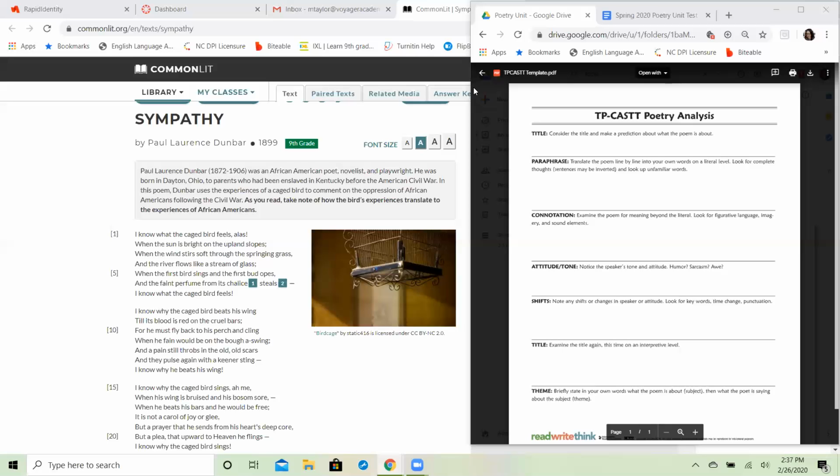Looking at the title again, this time the student should interpret, what is sympathy? What sympathetic feelings is Dunbar trying to convey to readers based on the content of this poem? And lastly, theme. What is the theme of the poem? Students should consider what the subject is and what the poem is saying about the scene. Again, students should look at the introduction and try to analyze and interpret the experiences of a caged bird and Dunbar's comment on the oppression of African Americans following the Civil War in America.